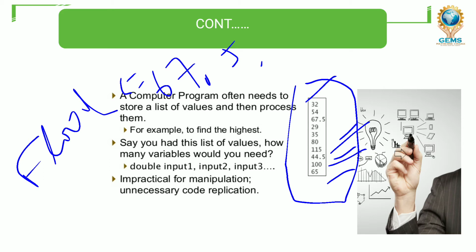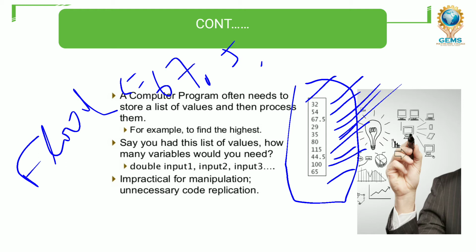Okay, what I did here: each and every time for declaring all the numbers that are given in this slide, I have to declare the variables n number of times. For 32 one variable, 54 one variable, 67 one variable, 29 one variable, 35 one variable. For all these numbers, I have to declare this many variables. Then it will become a time-based process.